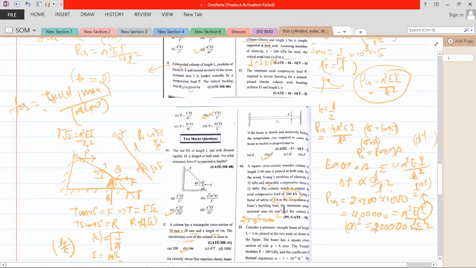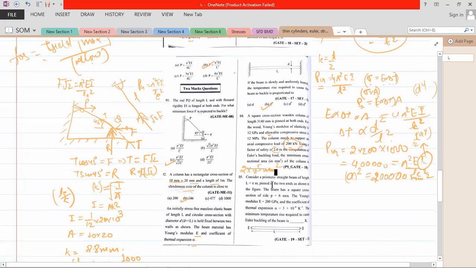Now the next question is, consider a prismatic straight beam, and it is also given the minimum temperature required to cause Euler buckling. So you can see how the questions are changing now. First of all, you know that sigma is equal to E alpha delta T, and if you multiply it with area, you get the force, and force is equal to pi square EI upon LE square. So what is the minimum temperature rise? You need to find delta T.